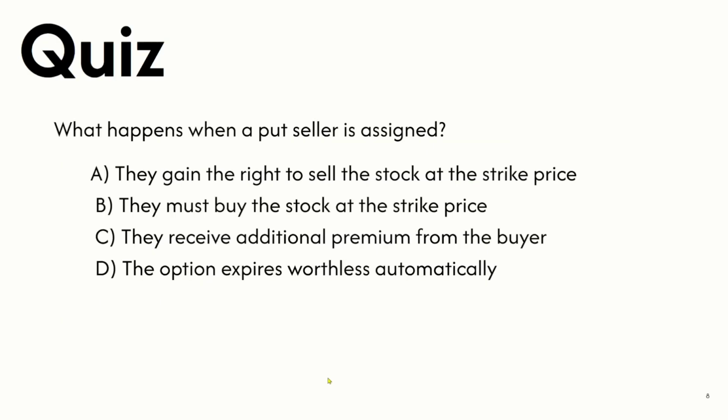Okay, this is the end of our video, and let's go through a quiz. What happens when a put seller is assigned? A, they gain the right to sell the stock at the strike price. B, they must buy the stock at the strike price. C, they receive additional premium from the buyer. Or D, the option expires worthless automatically.